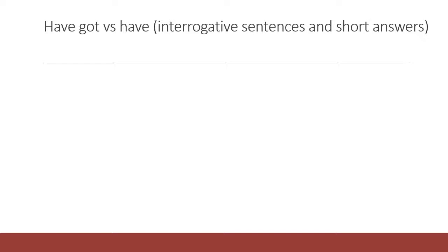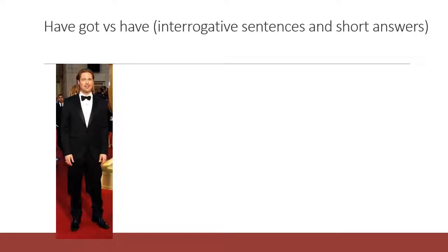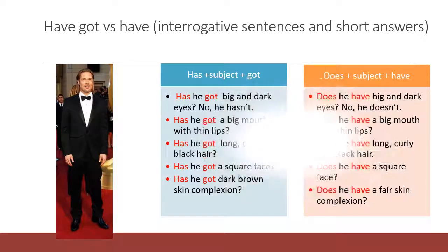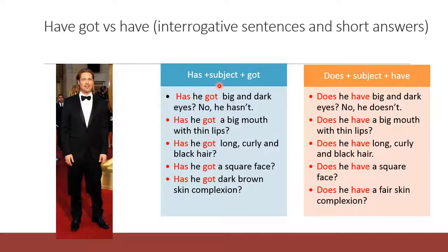Have got versus have in interrogative sentences and short answers. When we have a question with has got, we have to use the verb has or have in first place. When we have a sentence with the verb have in simple present tense, we need to use the auxiliaries do or does. In this case, does, because we are talking about he. Let's compare. Has he got big and dark eyes? Does he have big and dark eyes?